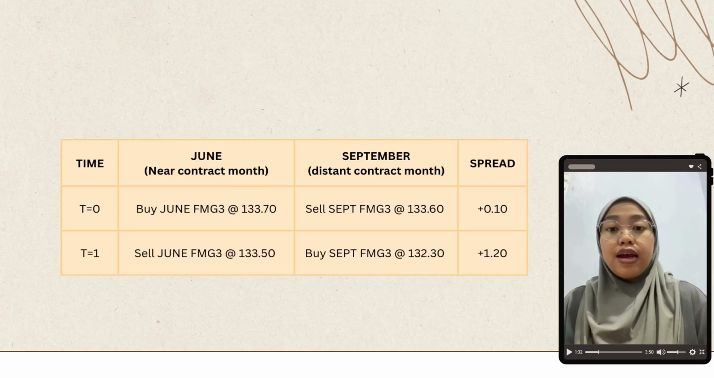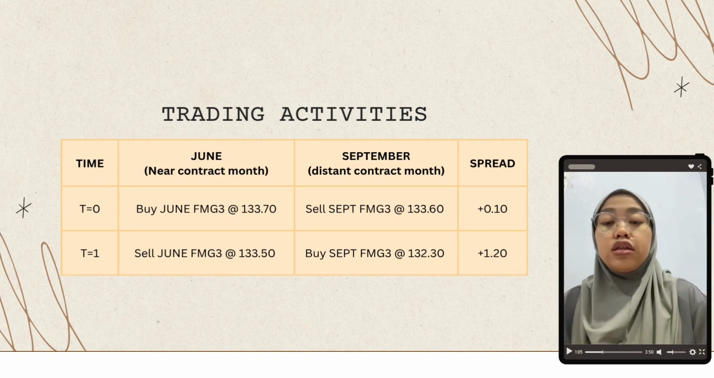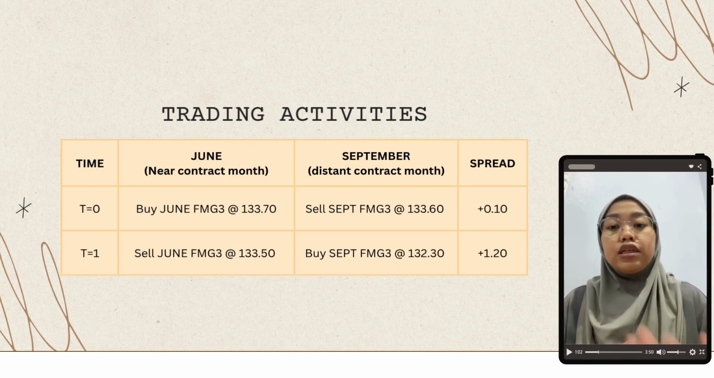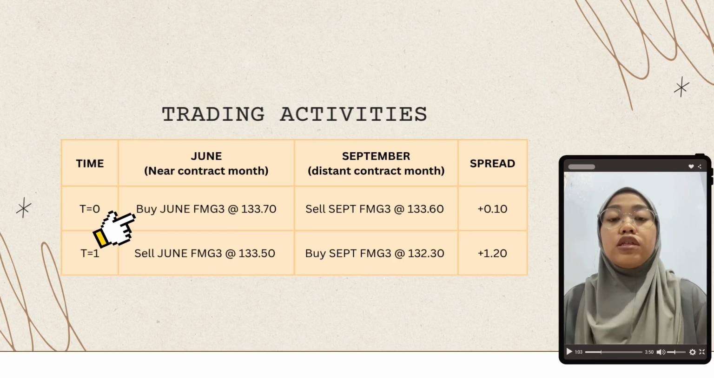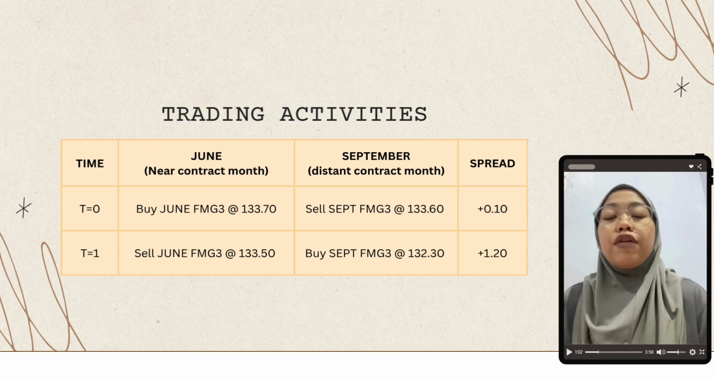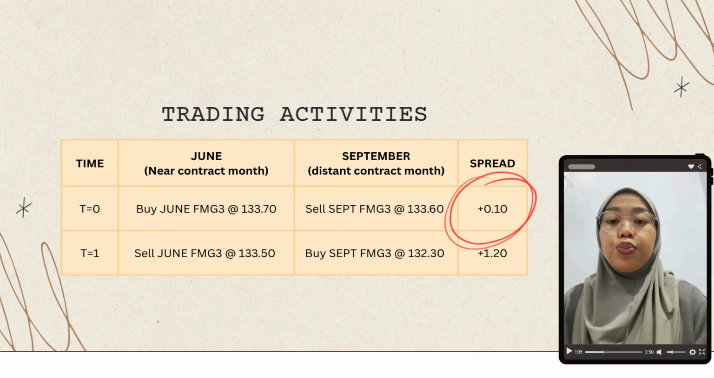Okay. Now, let's move on to the trading activities Mr. Liu performed to take advantage of the expected interest rate movement. As shown in the table, on May 31st, 2025, Mr. Liu executed the following trades. The first one, he sold the June FMG3 contract at 133.70, which is the nearby contract. Second, he bought the September FMG3 contract at 133.60, and this is the distant contract. This forms a spread trade with an initial spread of 0.10.